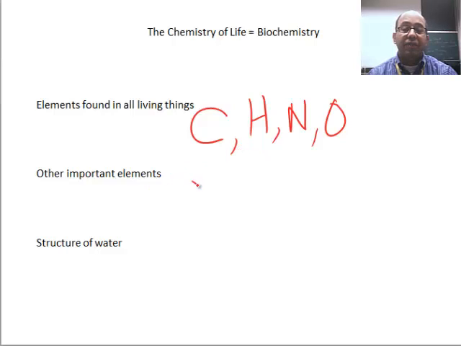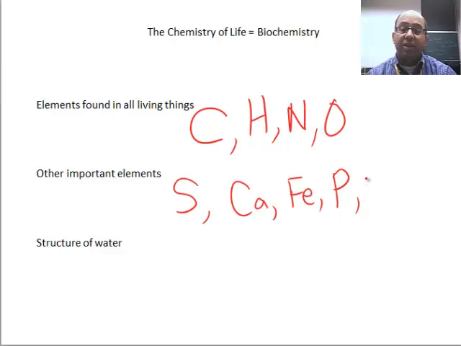The other ones you have to know are sulfur, calcium, iron, phosphorus, and sodium. And if you look on page 47, you'll see a list of the elements and their role in plants, their role in animals, and their role in prokaryotes. And you should know at least one function for each. But we'll work on that.